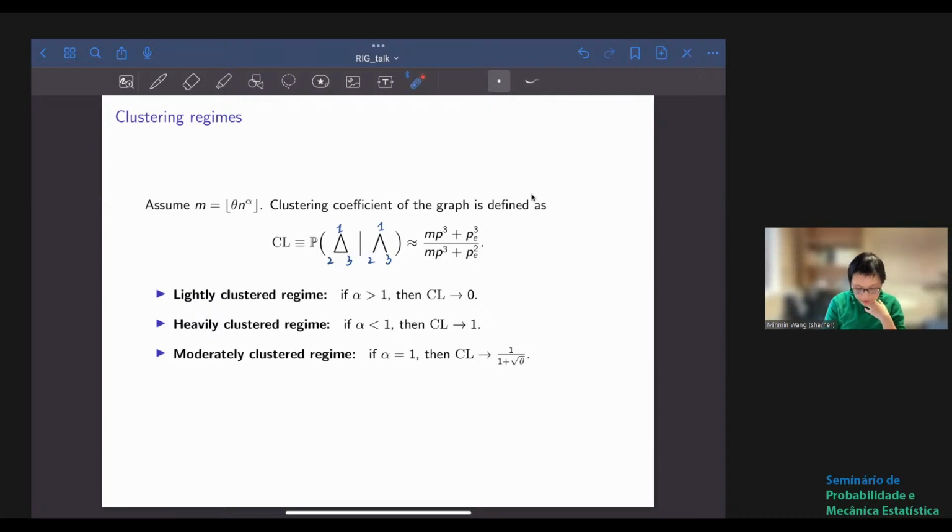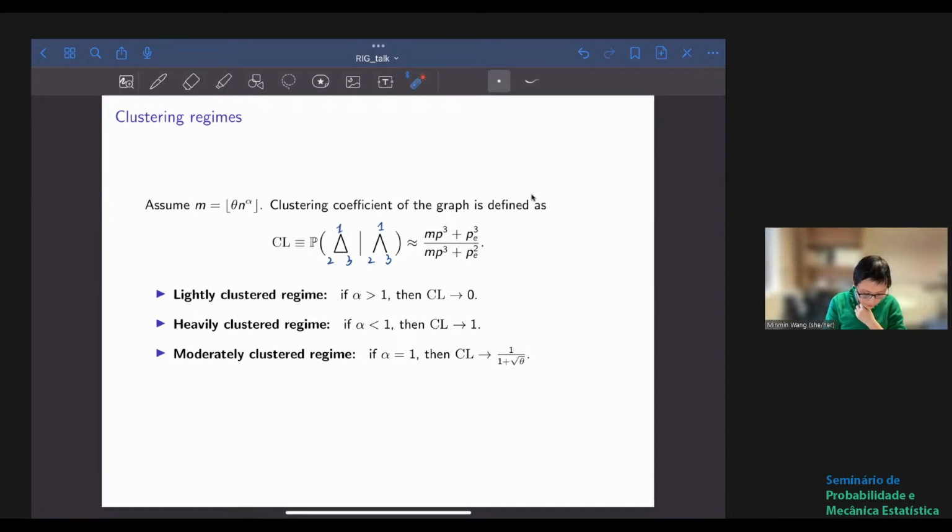The asymptotic behavior of this ratio is basically determined by the balance of these two terms in the denominator. If the second term, p_e squared, dominates, then in terms of the relation between m and n, that turns out to be the case where alpha is larger than 1. So m goes to infinity much quicker than n. If that is the case, you can check very easily that the clustering coefficient goes to 0.